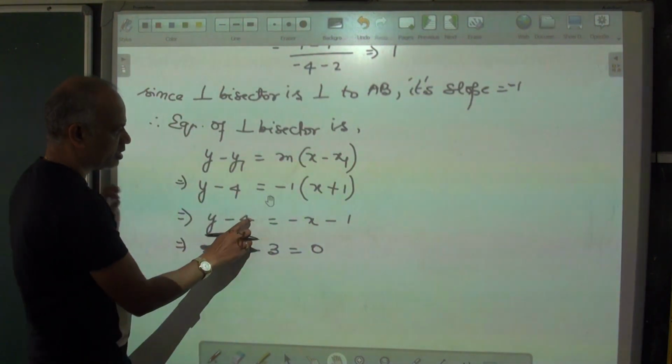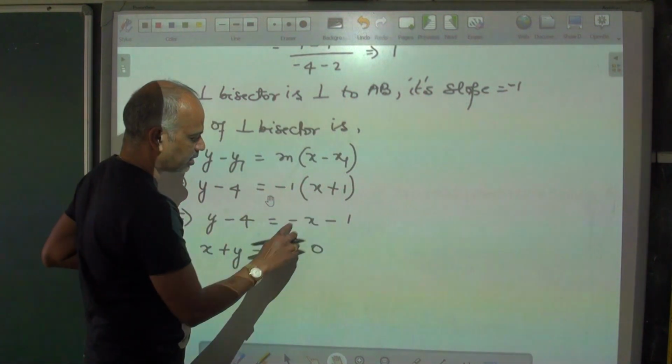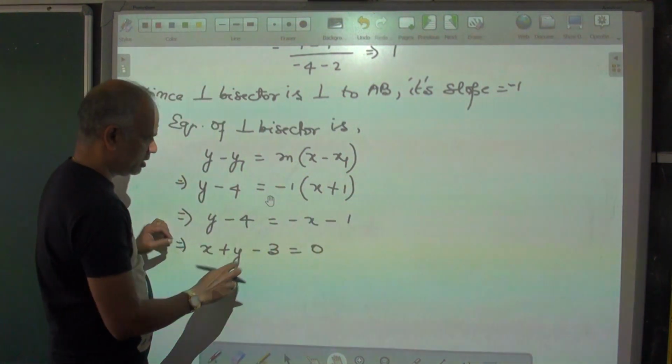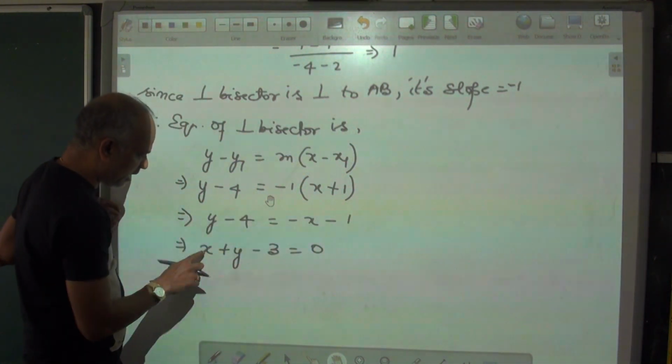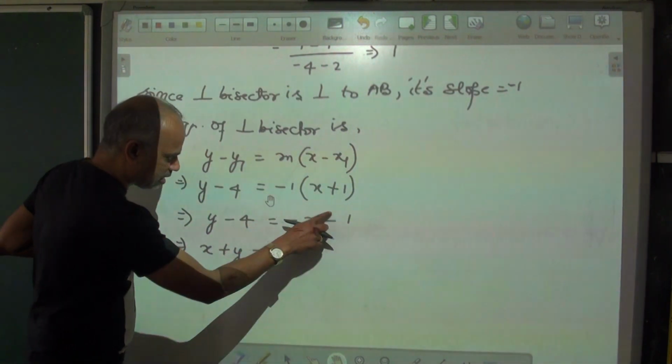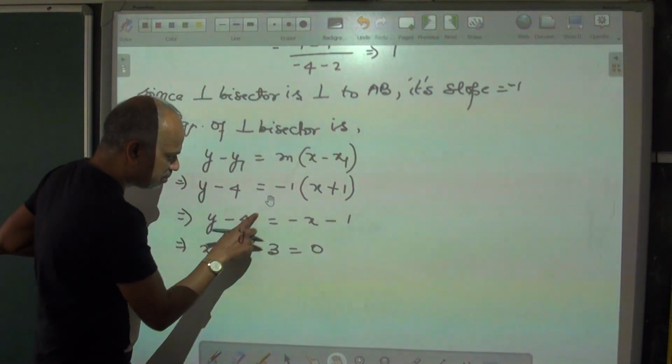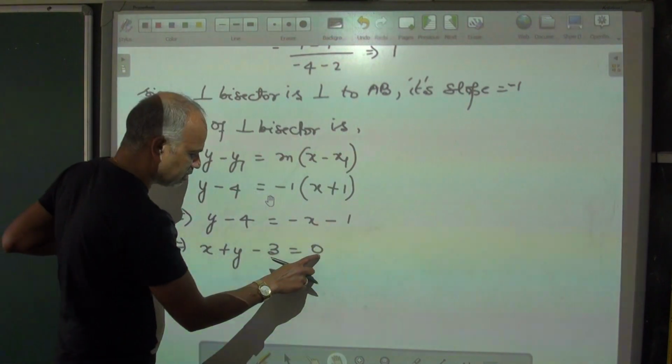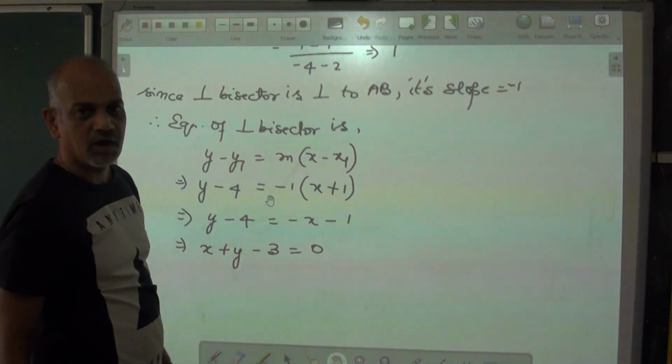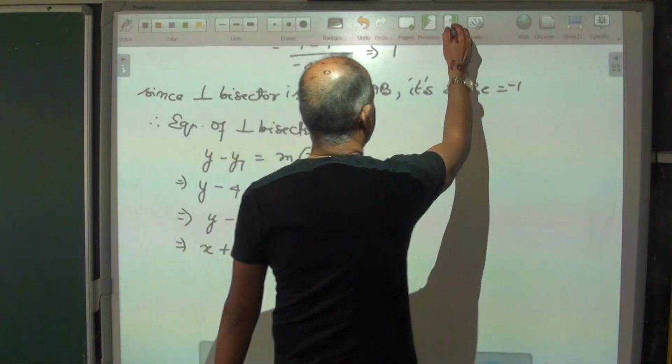So y minus 4 is equal to, multiply this inside, minus x minus 1. Rearrange this. This comes this side, x plus y. This comes this side, minus 4 plus 1 is minus 3 equals 0. That is the equation of the perpendicular bisector.